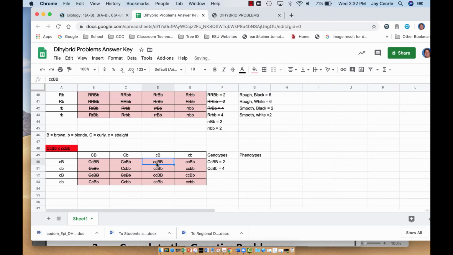Okay, next one we need to count. Little c, big B, big B. There's one there. There's one there. That looks like that's it. Okay, next one is this one. 2 little c's, a big B, and a little b. 2.